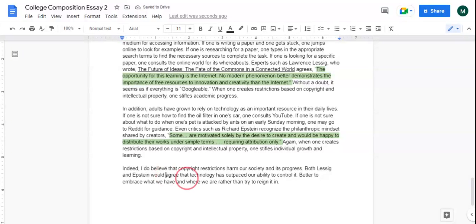Both Lessig and Epstein might agree, and I would put that instead, right writers. So might agree that technology has outpaced our ability to control it, has outpaced our ability. And maybe I'll say has outpaced maybe the human mind. Better to embrace what we have and where we are rather than try to rein it in.